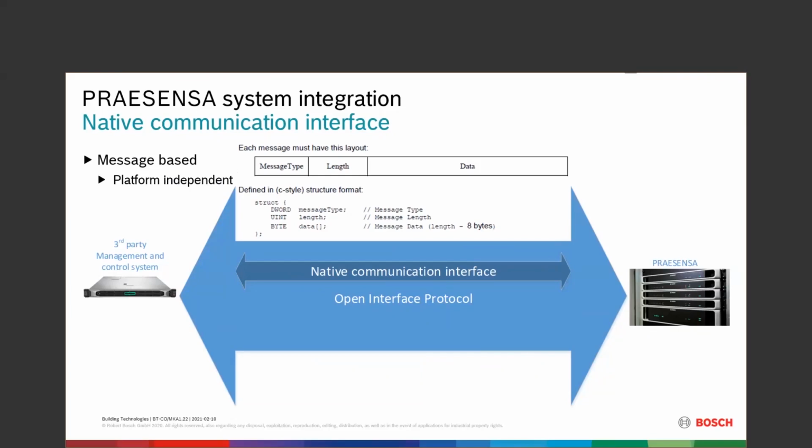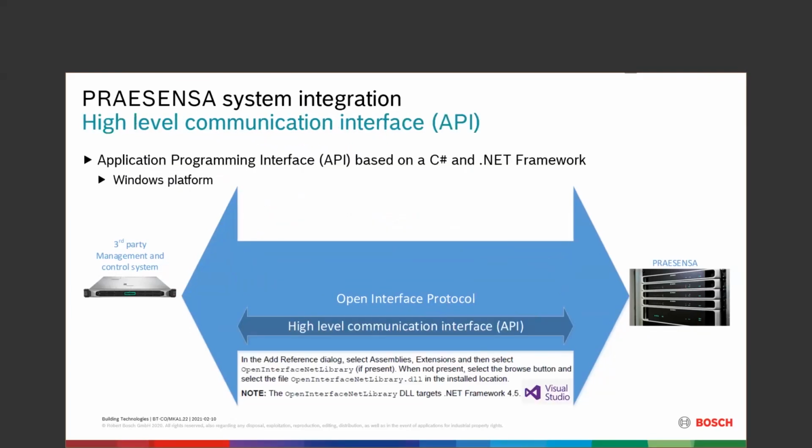Then the high-level communication interface is where the open interface .NET library can be used. That can be helpful, because you do not have to program on message level, but can use this library to quickly build up your code. That's in Visual Studio, which means it's also Microsoft limited here, but you have both options.